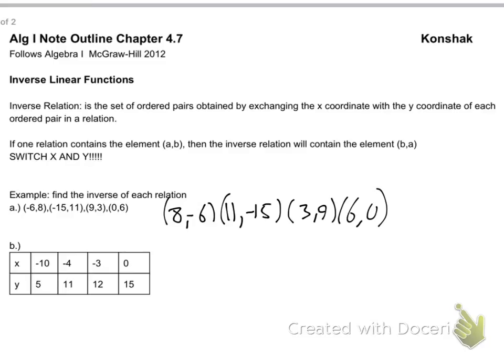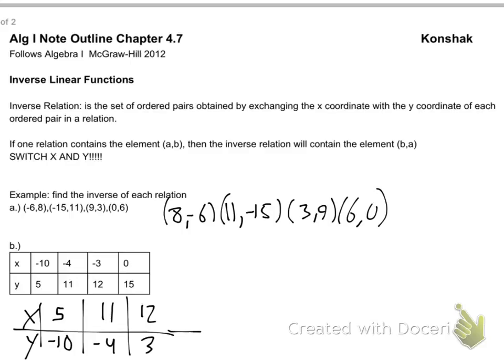Who can give us a table? Chuck? 5 over -10, 11 over -4, 12 over 0. Right, so all we're going to do is switch x and y again, making our table. Any questions on that, guys? Pretty straightforward, right?